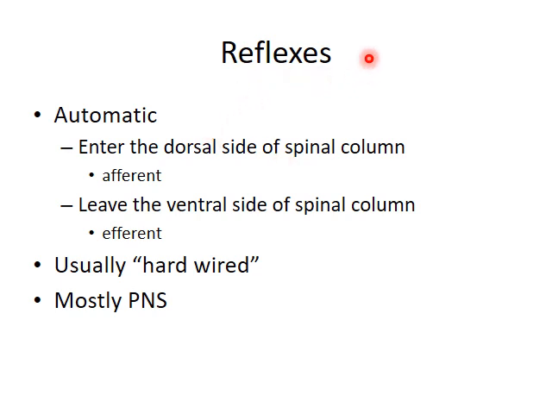Reflexes are about as short a pathway as you can get in the nervous system, and these things are generally hardwired. It's why we pull our hand back from a stove even before we realize we got our hand burnt. That's a reflex.